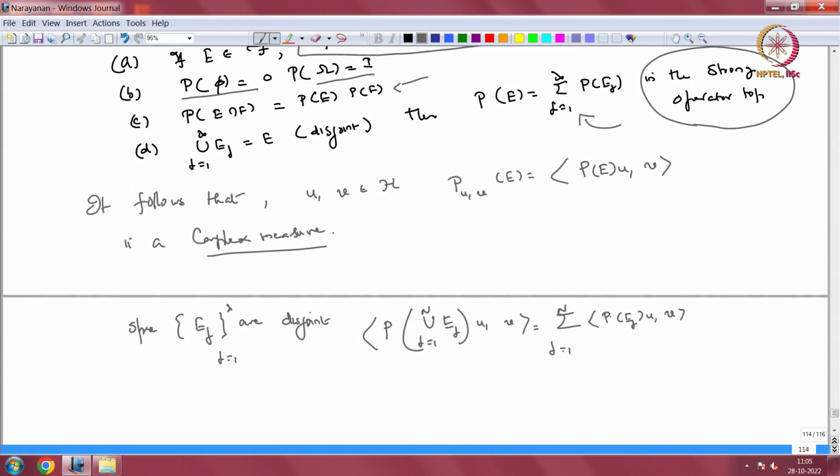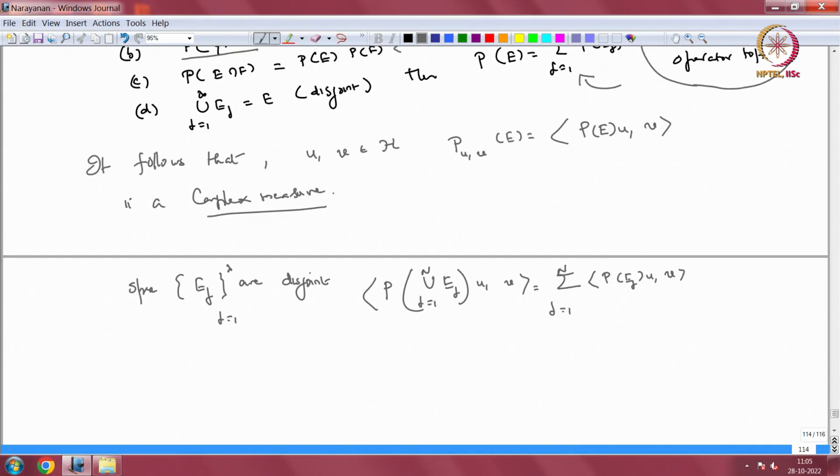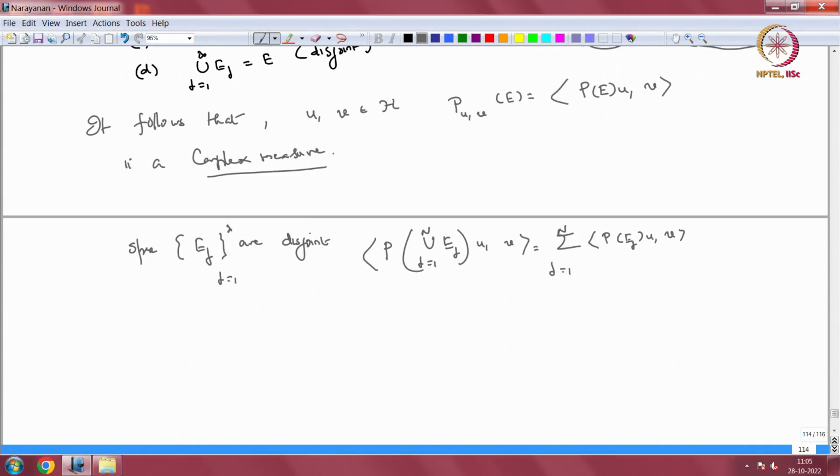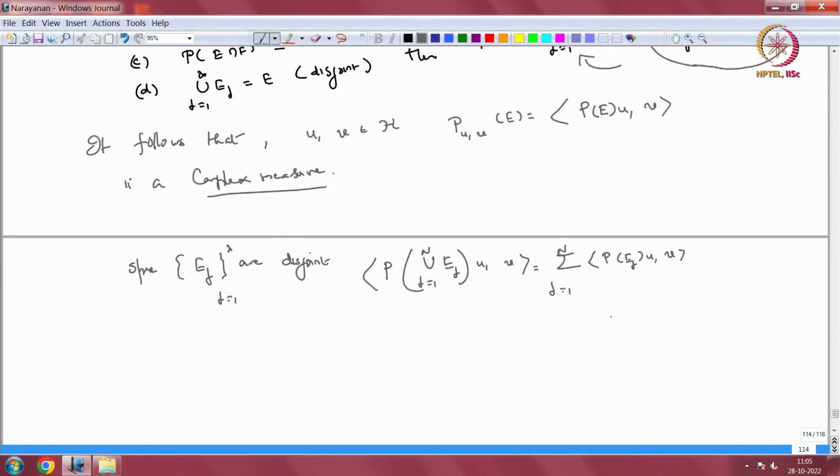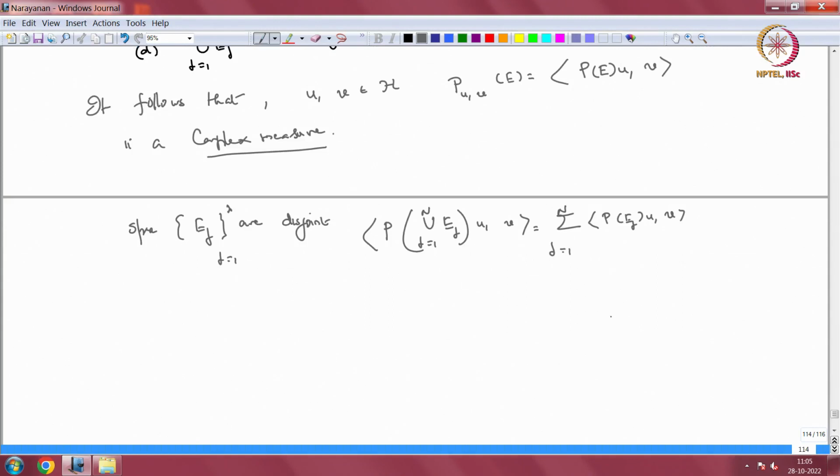right. If you have countable additivity, you have finite additivity, right. So, this is a trivial thing, you can take all the E j's to be the empty set for j larger than n and you will get this, right, and this will converge to summation j equal to 1 to infinity P E j u v, right, because of the strong operator topology. So, we have the sum j equal to 1 to n P E j u converging to the sum j equal to 1 to infinity P E j u, right. And so, check that.